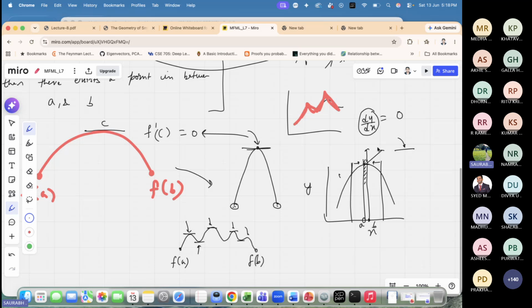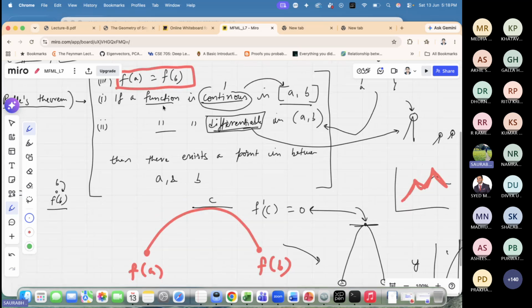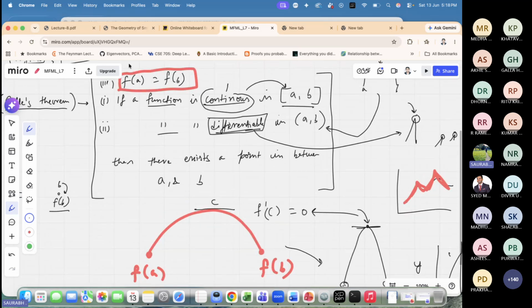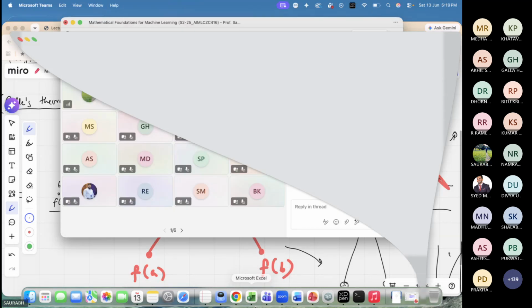So this theorem tells you that if a function has the same value at two different points, and the function is continuous between those points, and also differentiable between those points, then there exists at least one point c such that f'(c) is equal to 0. This is good? Yes, no?